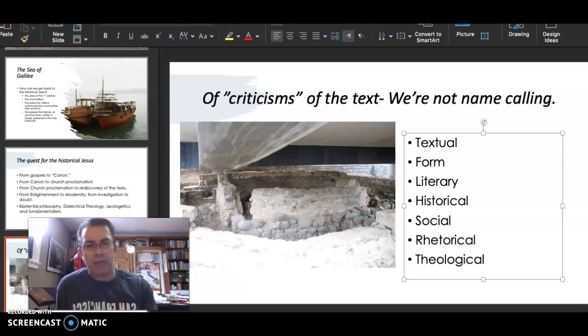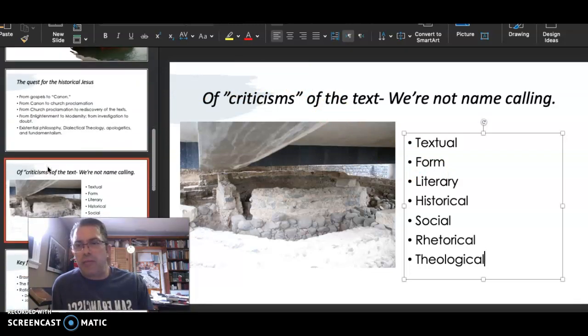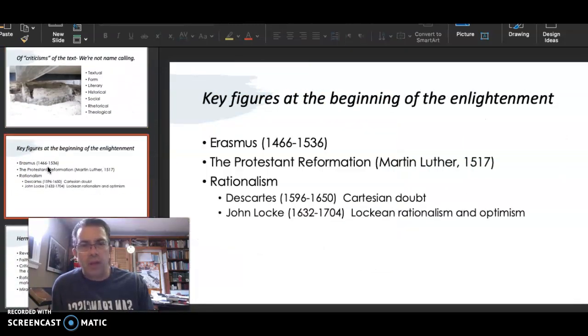Now, the other pieces, textual, form, literary, historical, social, and rhetorical, aren't necessarily going to buy into that. But the theological piece, to me, stands most secure when it also takes these others into consideration. Some people depart from me on this. They want to just make the theological commentary what it is, and that's fine, but I thought I would throw that in there. So these are critical tools that people use when they want to interpret the text.